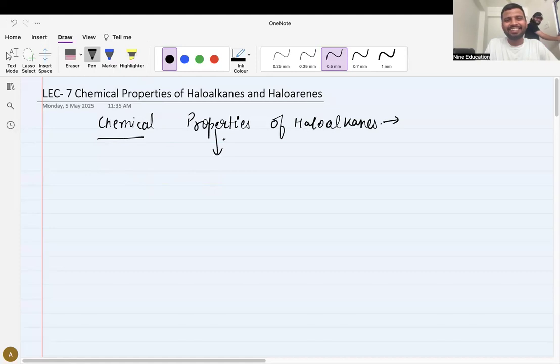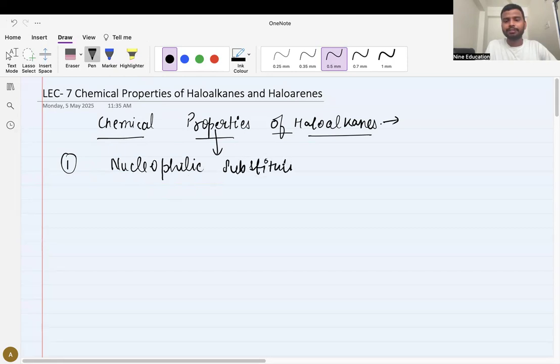So today's class we will learn about chemical properties of haloalkanes. In this class, first chemical property which we have learned of haloalkanes was nucleophilic substitution reactions.